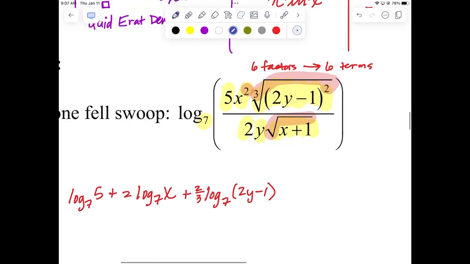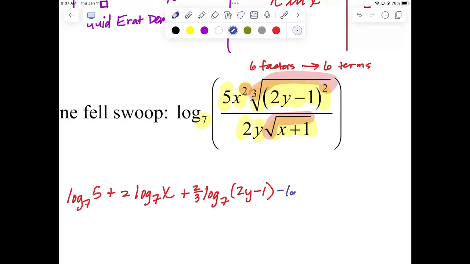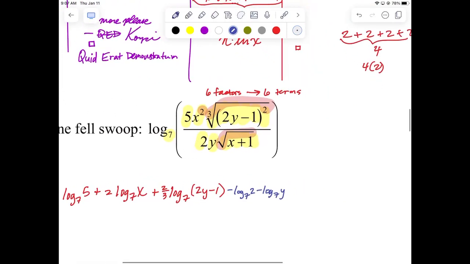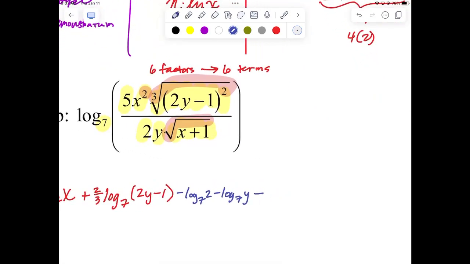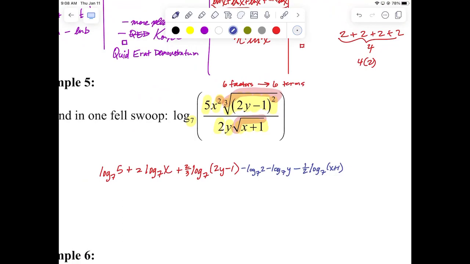Now we'll go to the bottom. So now I have minus log base 7 of 2, minus log base 7 of y, and then lastly here, I get minus, leave a little space, log base 7 of x plus 1. And what would the exponent on that be? It would be a 1/2, which now goes where? In the front. 1/2 log base 7 of x plus 1. Nothing to it, right? We expanded it in one fell swoop, just like we did in the warm-up.